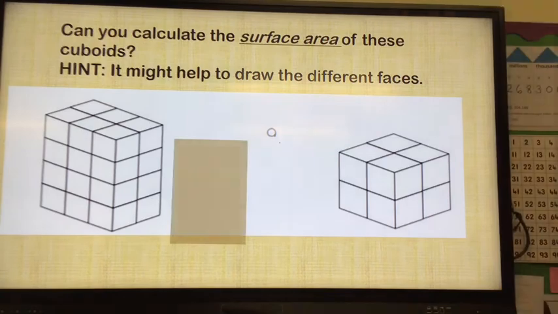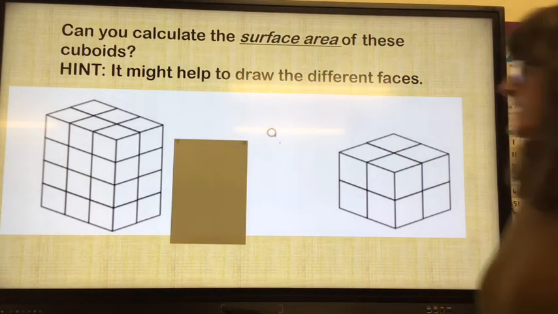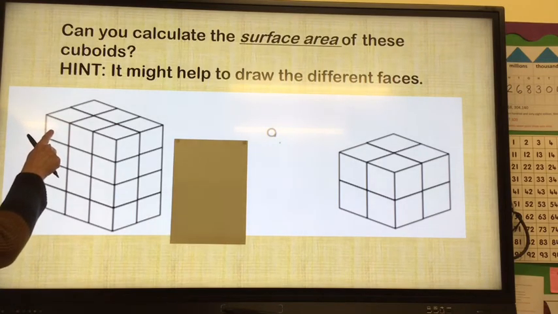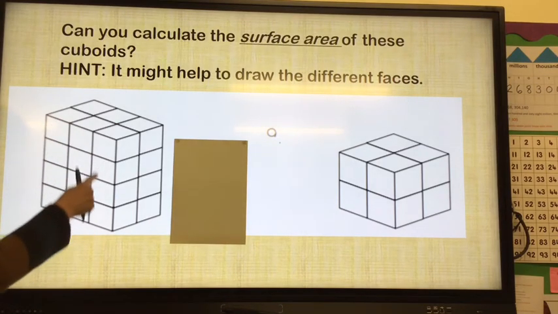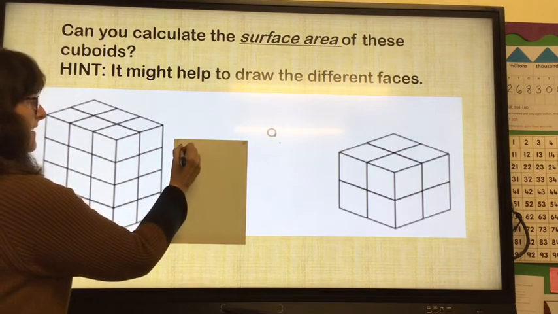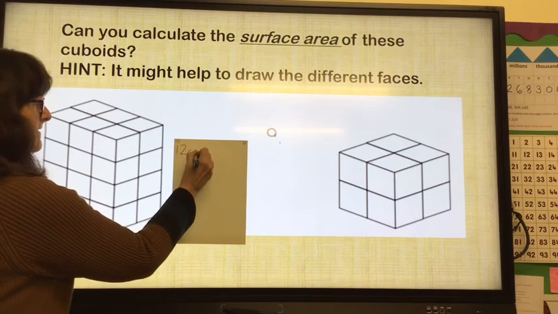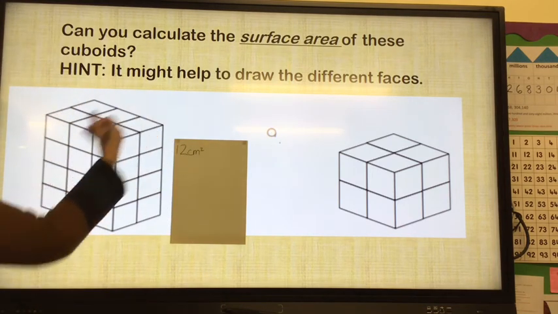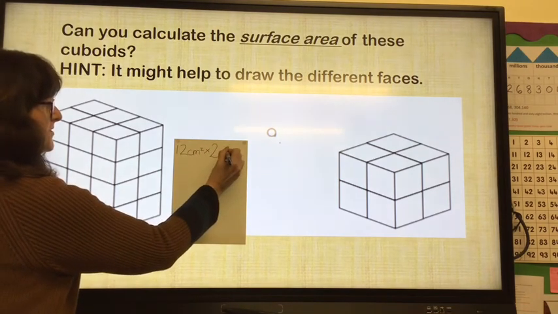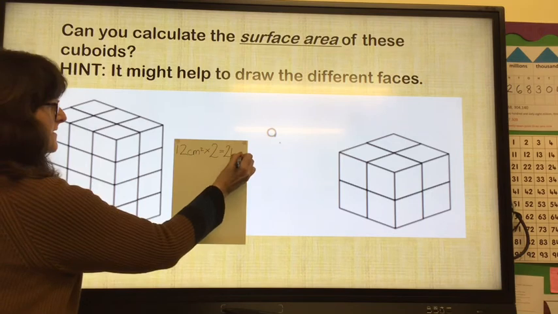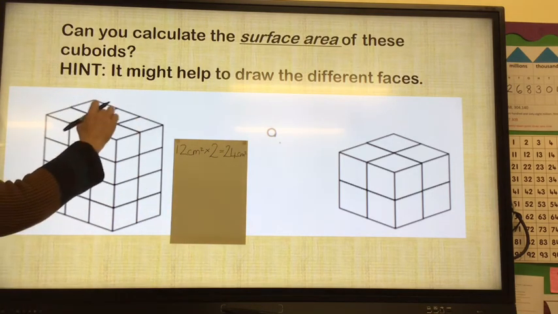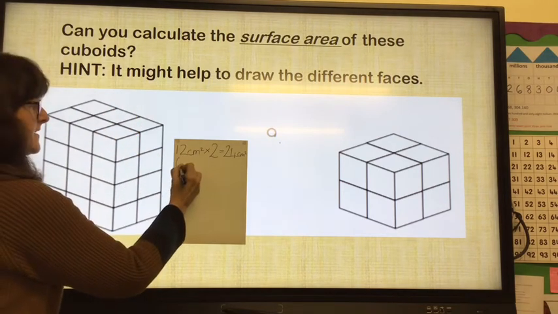So, let's have a look at this cuboid first. Well, I can see that this face here has 3 by 4, so this must have 12 centimetres squared there. And I know that the opposite face to that will also have 12, so that will be 12 times 2, which is 24 centimetres squared. I'm then going to look at this face here, which is 2 times 3, so that will be 6 centimetres squared.